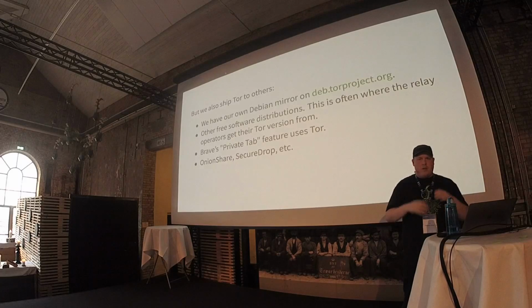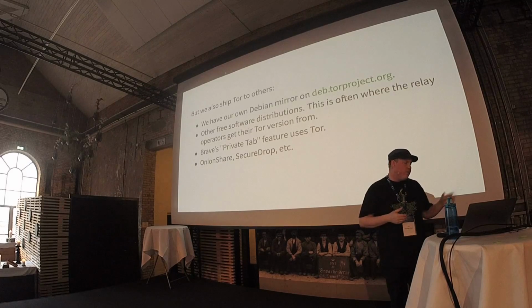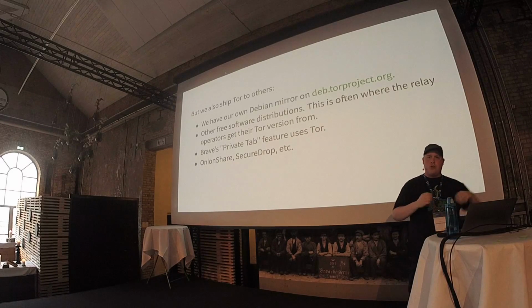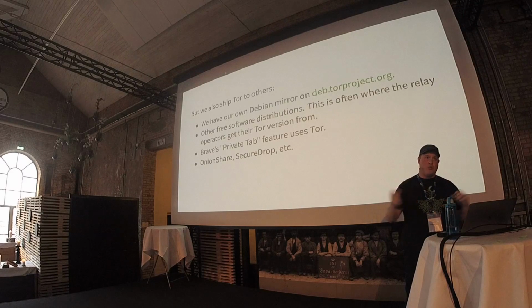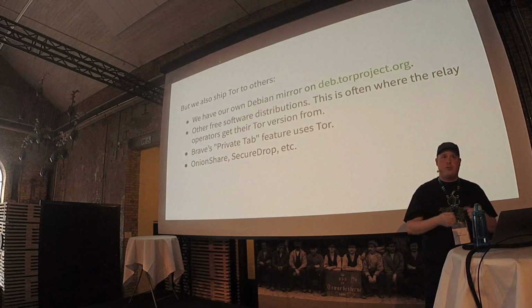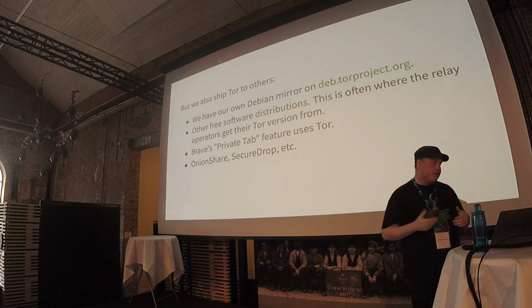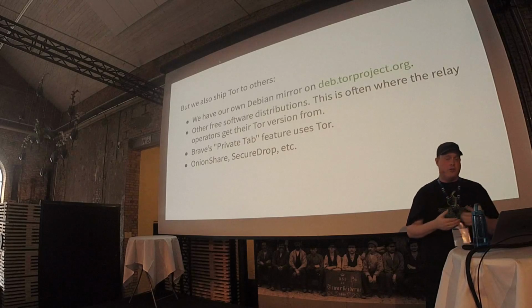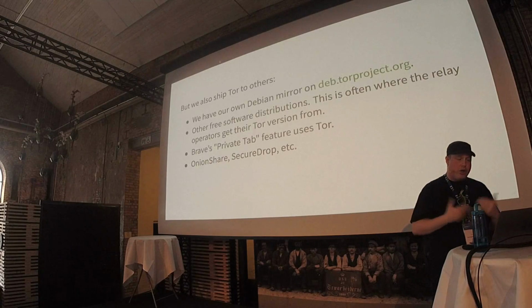So internally, we have a lot of teams. I said I was on the network team, we have a browser team, and the network team delivers a small Tor component to the browser team, which then puts it together and ships the browser. But we also deliver Tor to a lot of other organizations. We deliver it to the downstream distributions, like the open source operating systems, such as Debian, OpenBSD, FreeBSD, and so on. This is where a lot of the Relay community gets their Tor version from.